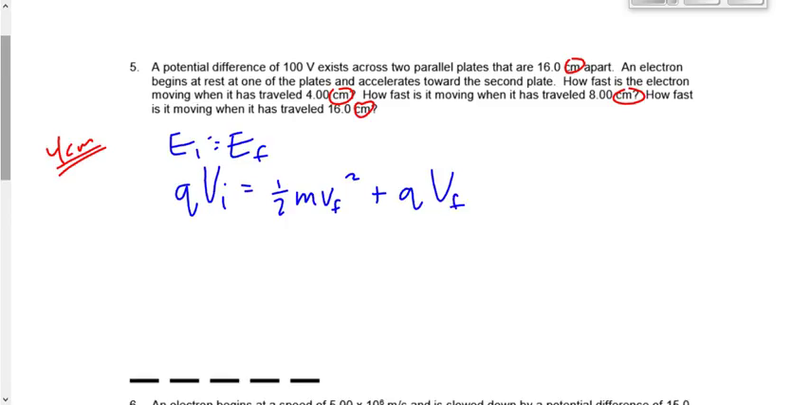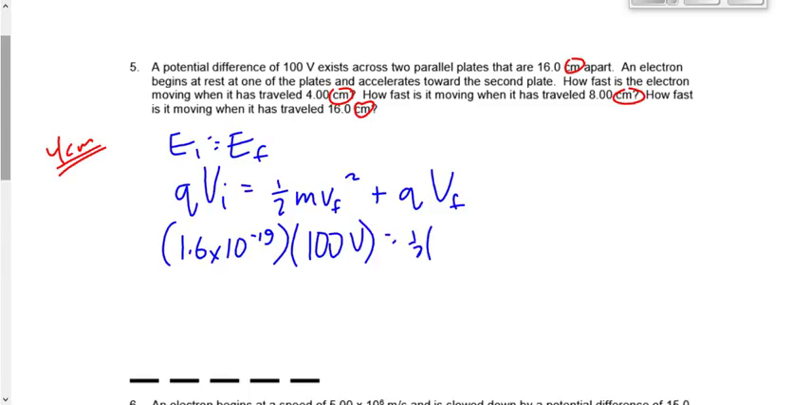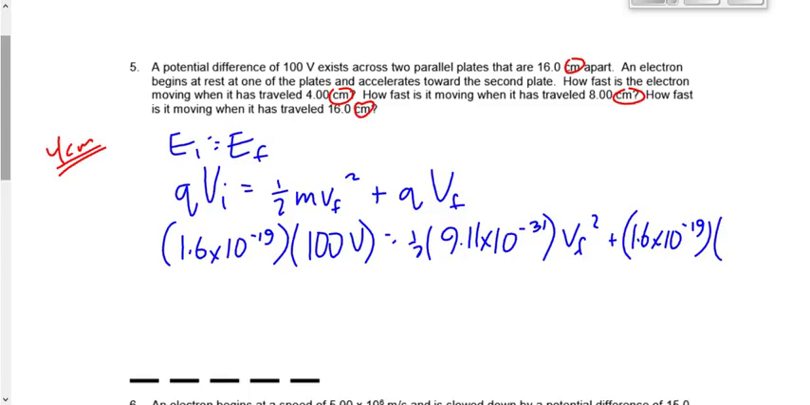All right, let's sub some numbers in here. This is an electron, 1.6 times 10 to the minus 19. What's my initial potential here? It's going to be 100 volts. My mass here is 9.11 times 10 to the minus 31 times VF squared plus 1.6 times 10 to the minus 19. What's my final potential? 75. Because I've gone 1/4 of the way across. I never sub the distance between the plates or the distance it's traveled into one of these conservation of energy problems. I just use that to determine what the final potential will be.